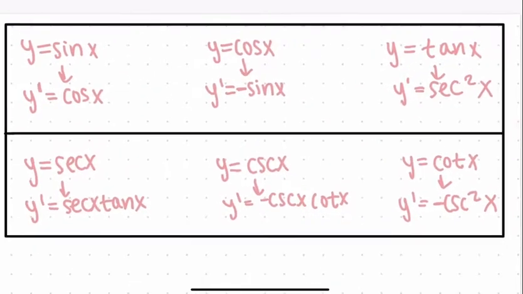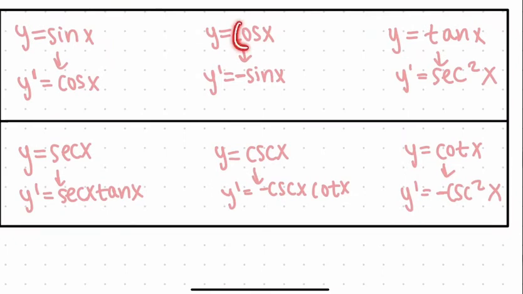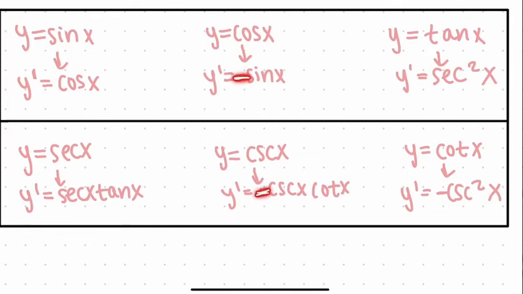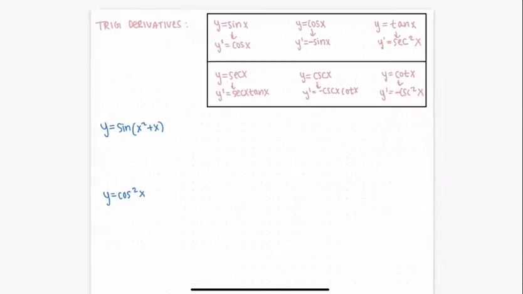So notice how in these derivatives, any trig function that starts with a c has a negative derivative. So if you look at these others, these are all positive, okay? So just keep that in mind. You should never forget these minus signs, okay?